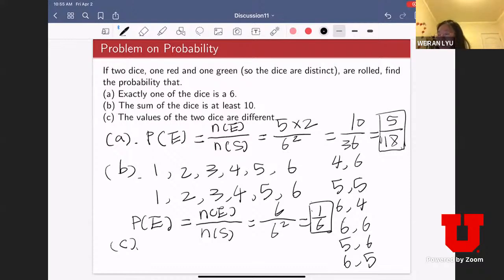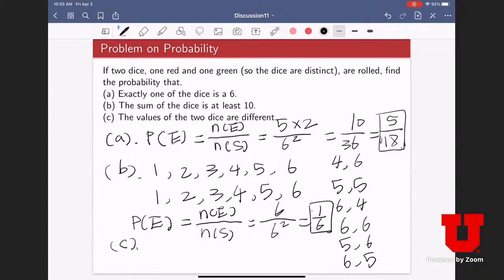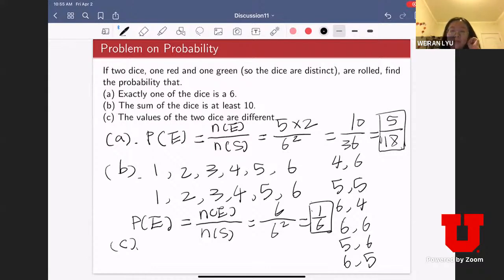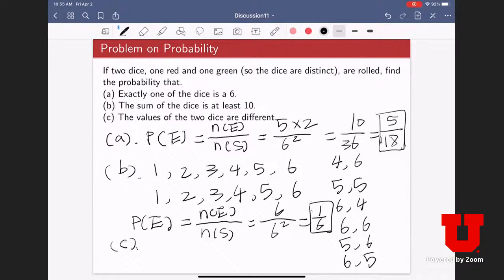Okay, now let's look at part C. The values of the two dice are different. How do you want to do this part? I use the complement rule. Yep, exactly, we can use the complement rule. So what is exactly the complement part we want to subtract? We want to find the complement of the event, which in this case is that the values of the dice are the same, and find the probability of that event, and then subtract it from 1.